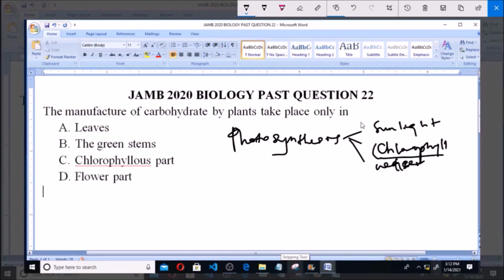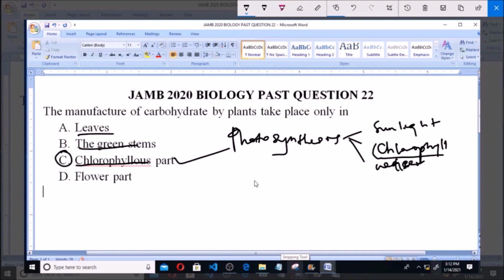We can't also take the green stems, because if you take the green stems you are leaving out the leaves. If you take leaves, you are leaving out the green stems that also undergo photosynthesis. Now flower parts do not undergo photosynthesis, but taking chlorophyllous parts has already embraced the green stems and the leaves. And so therefore the most suitable answer to this question is actually chlorophyllous parts of plant.